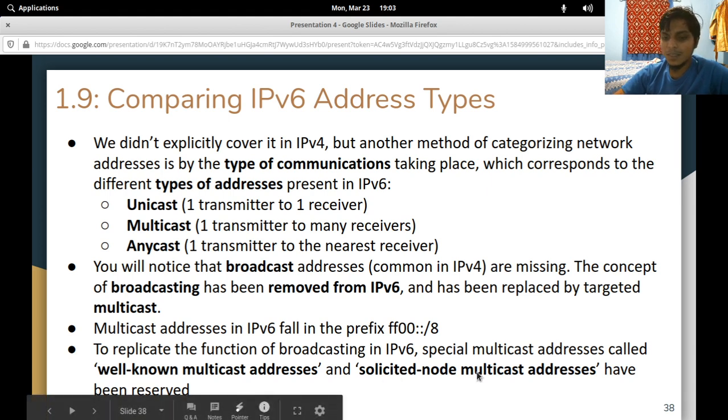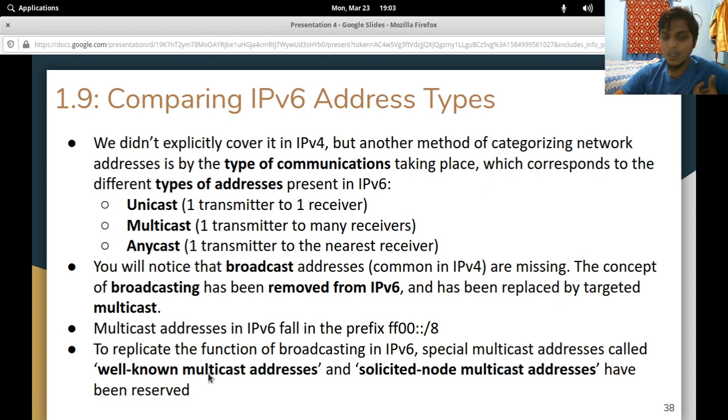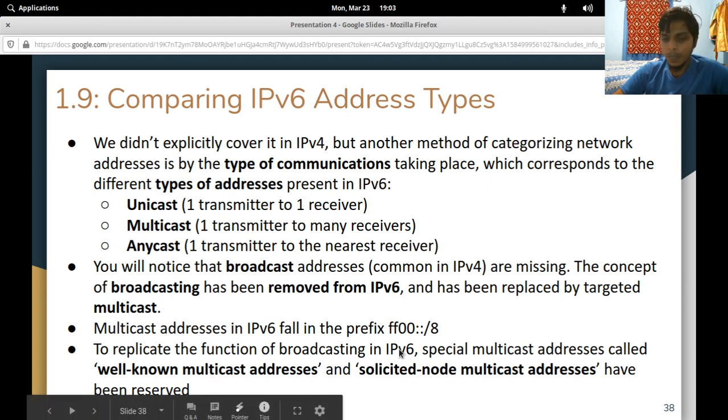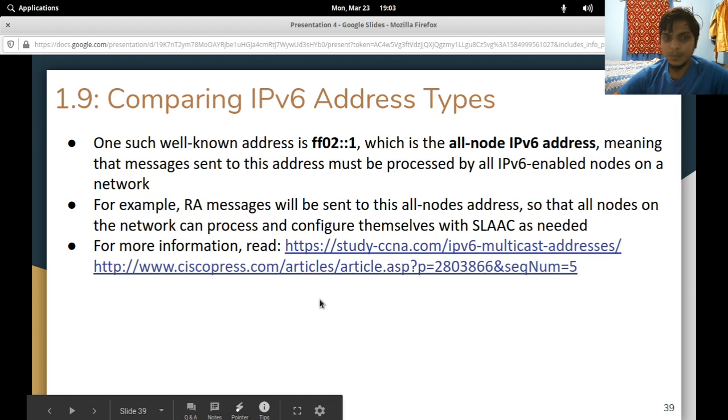That's what the solicited node multicast addresses or the well-known multicast addresses are about. The well-known multicast address, think of it as a room that the guy is allowed to shout in. If you want to hear the shouting, go in and tune into that. But if you don't want to, then you're free not to, because there is no broadcast anymore.